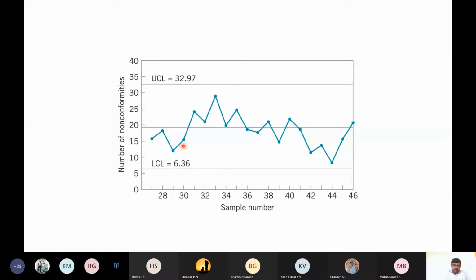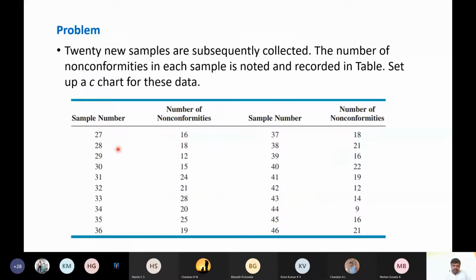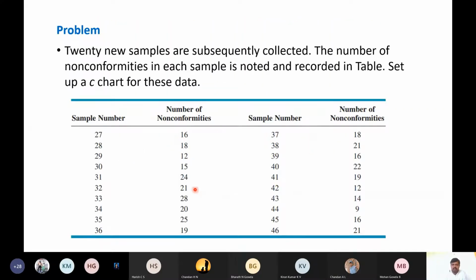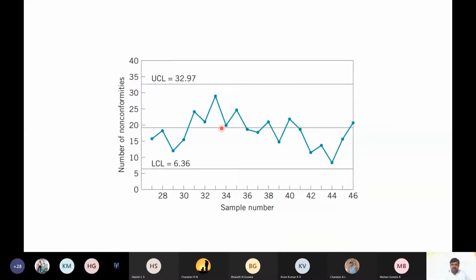Okay, so for 27, 16, for 28, 18. Like that you are getting the points based on the values of the number of non-conformities. Okay. Now we can see all the points are within the control limits.